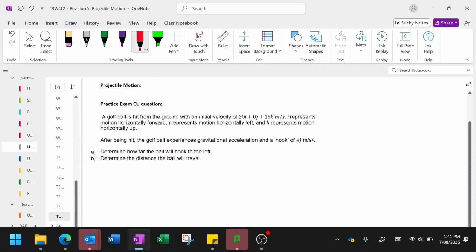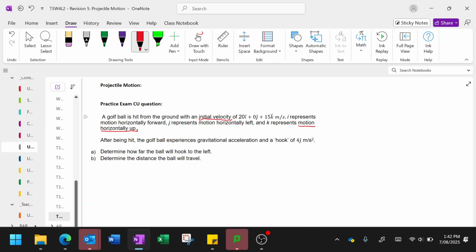Okay, so let's have a look at this exam question. Projectile motion. A golf ball's hit from the ground with an initial velocity of 20i plus 0j plus 15k meters per second. i represents motion horizontally forward, j represents motion horizontally left, and k represents motion horizontally up. So that's going to be really important here, especially that motion up. I don't know why it says horizontally, probably should be vertically.